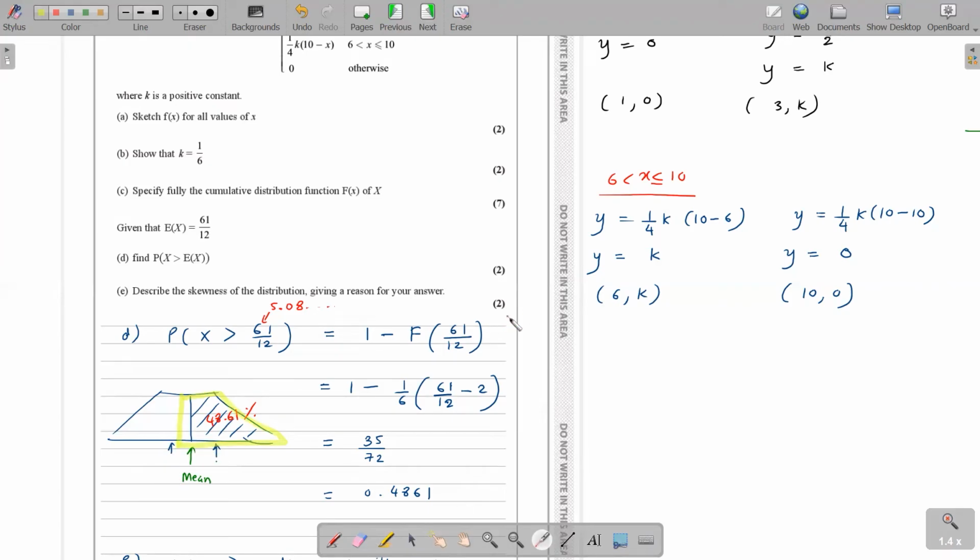Okay, it's just 2 marks. Are we going to manually calculate the median? Definitely no. So you need to realize your median is what?